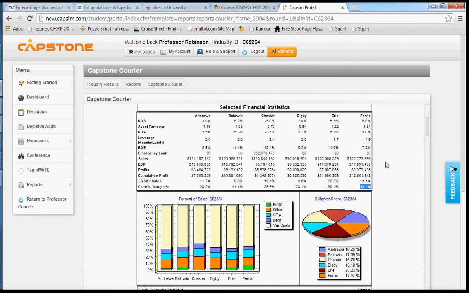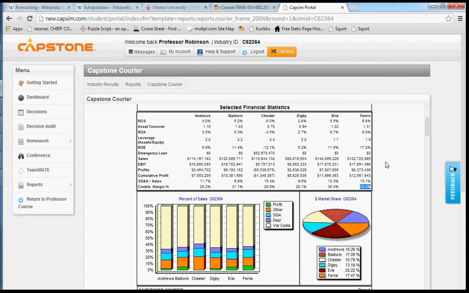Sales are as you'd expect. EBIT is earnings before interest and tax. It's a measure of operating profitability. So it doesn't take into account gradual decline in the value of the company's assets, for example, but it does take into account operational expenses and interest and tax. Profits are the raw profit earned by the firm in that period. Cumulative profit is the same as profit, but accumulated over the course of the simulation.